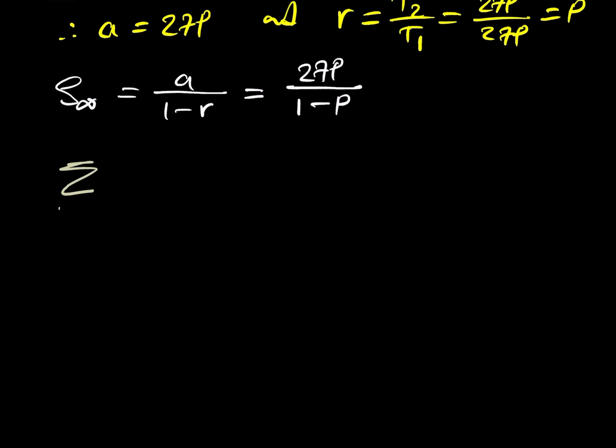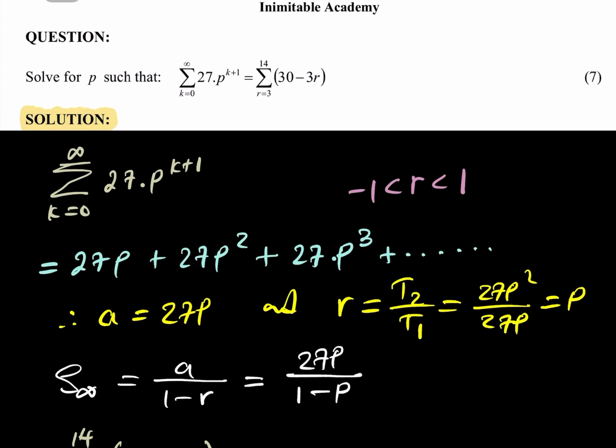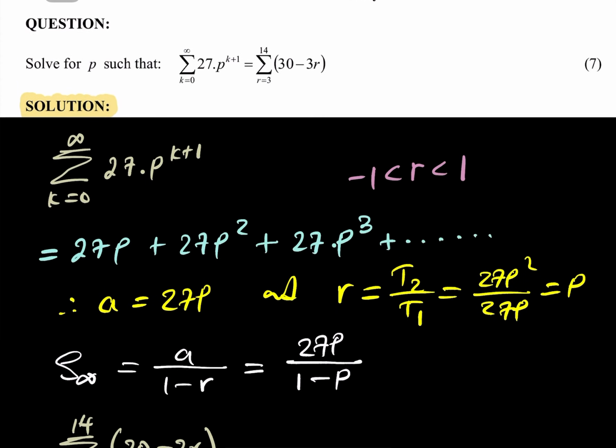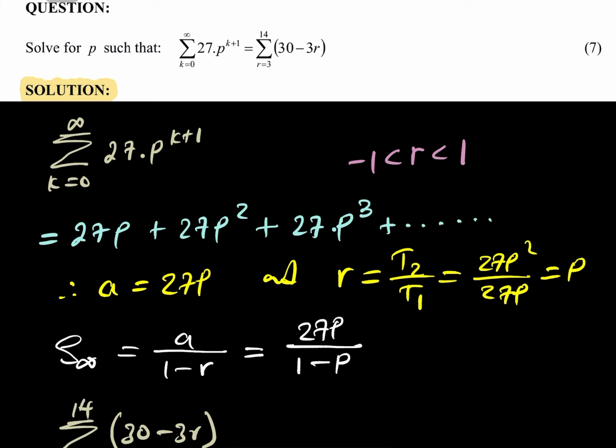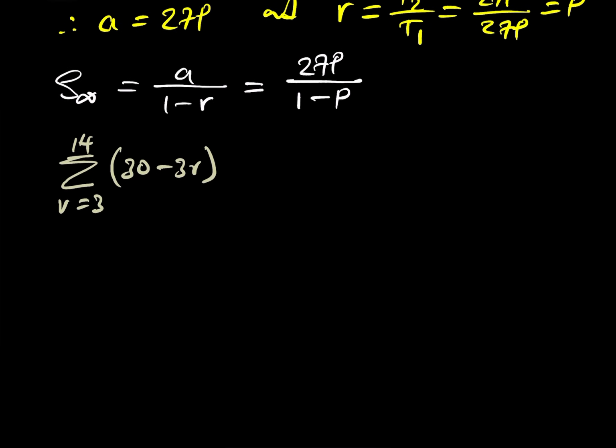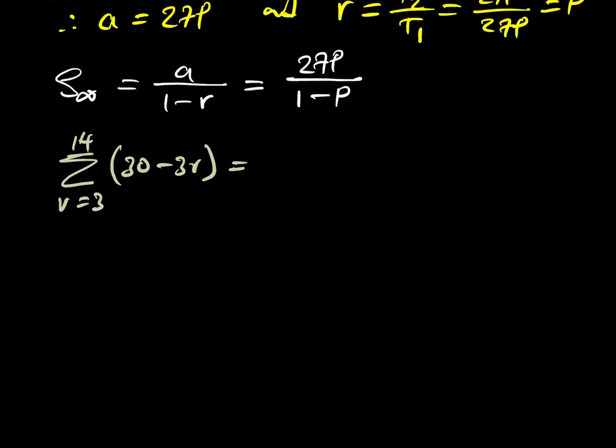We've got the sum from r equals 3 up until the 14th term of 30 minus 3r. Let me confirm that. So that is from 3 to 14, and we've got 30 minus 3r. Now let's expand it as well and find the first three terms. We can even find the last term.